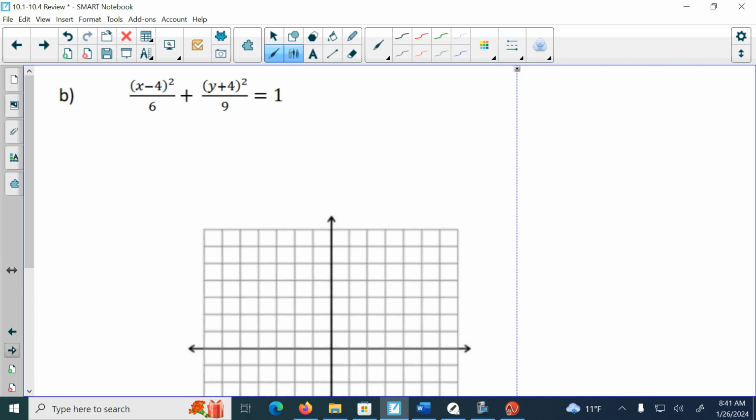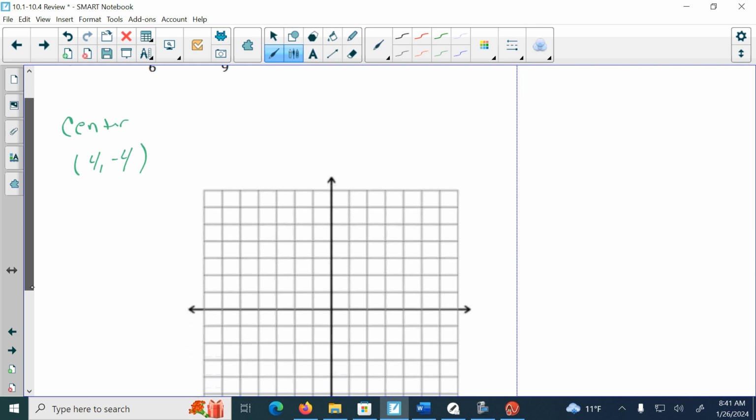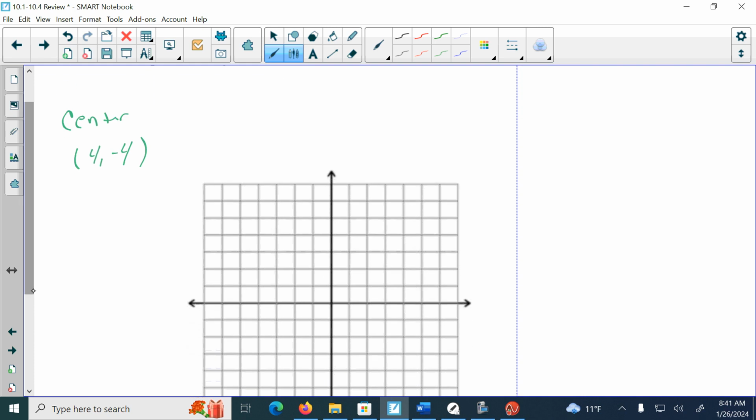I'm still doing the same thing. So my center is going to be whatever I'm subtracting from my x, which is 4, and whatever I'm subtracting from my y, which is negative 4. So I have to move this. There's my center.